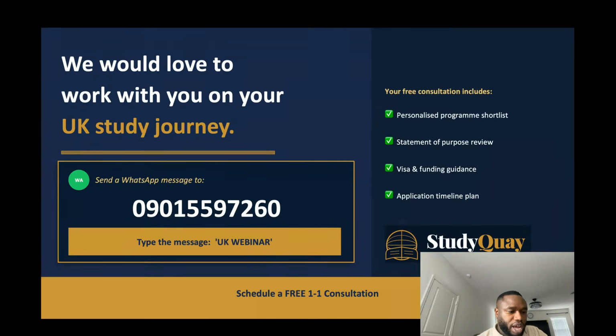Someone is asking about a high 2.2. I guess what you mean by high 2.2 is your CGPA is closer to 2.5. Like I said, if you don't have work experience, then your chances of getting the direct master's program are very limited. What you can do instead is go for a pre-master's program or a foundational program. Can I use NECO instead of WAEC? Yes, of course you can use NECO instead of WAEC.